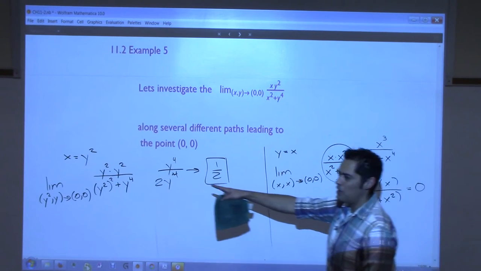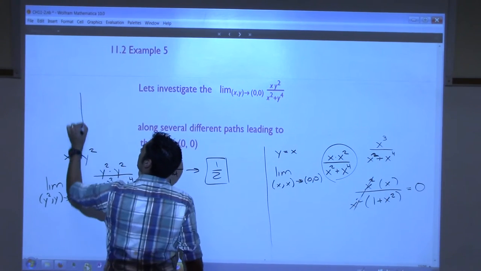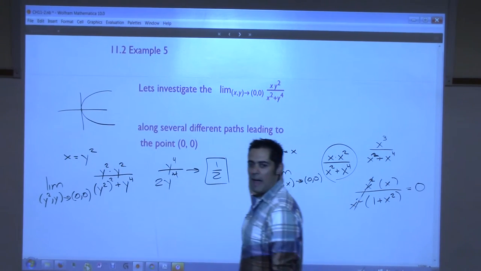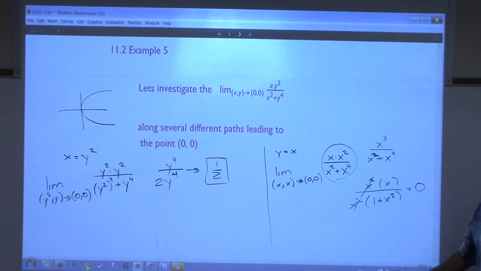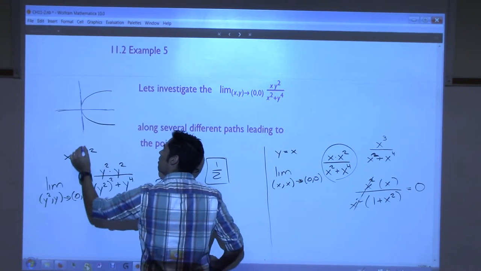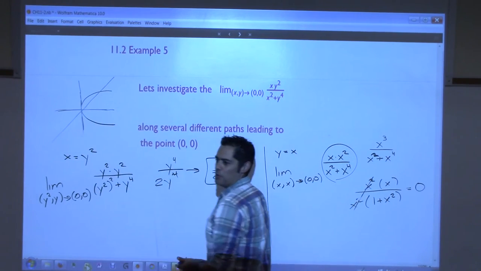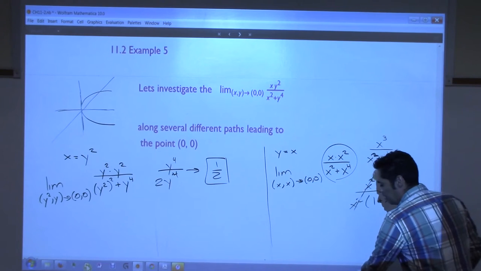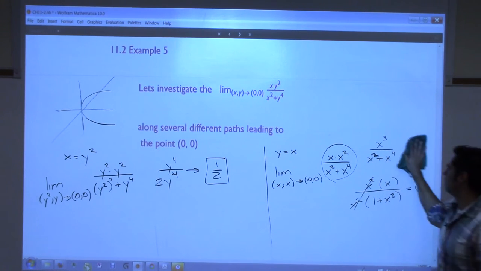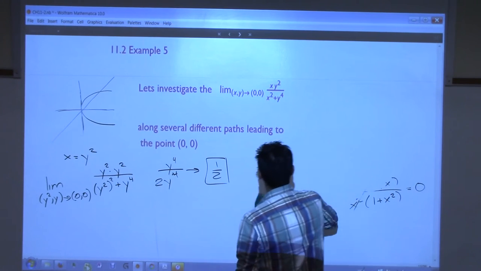Now, what does that path look like? A parabola sideways. So if I approach 0, 0 on that path, I get 1/2, but if I approach along the x-axis, it's approaching 0. If I approach along the y-axis, it's approaching 0. If I approach along the diagonal, it's approaching 0. So this ought to be a pretty interesting looking function, right? Does anyone have any questions over that?